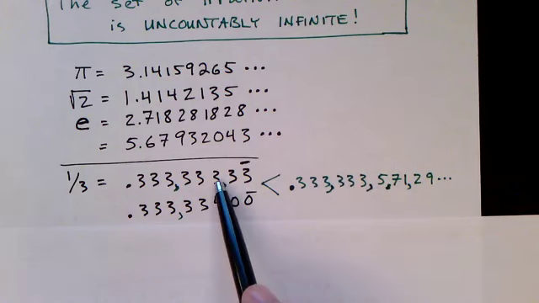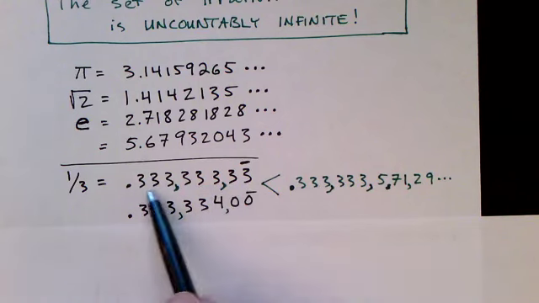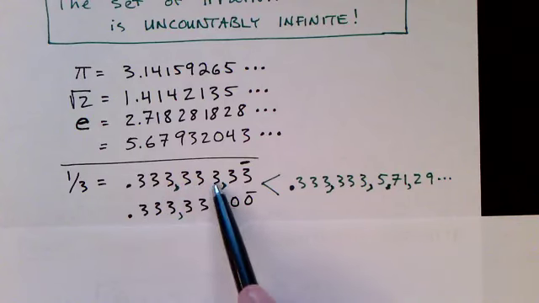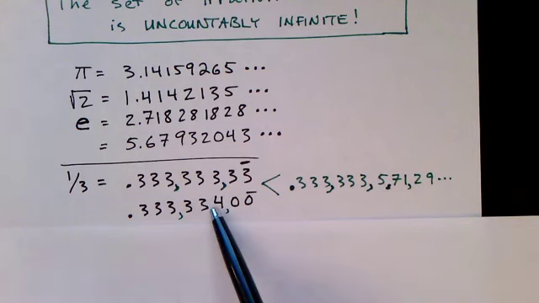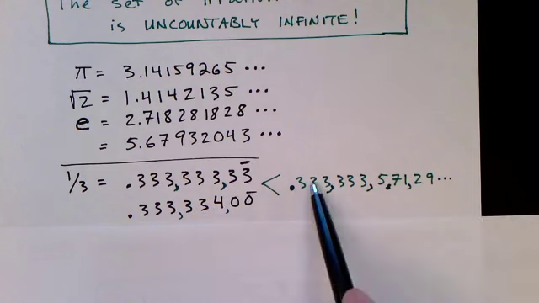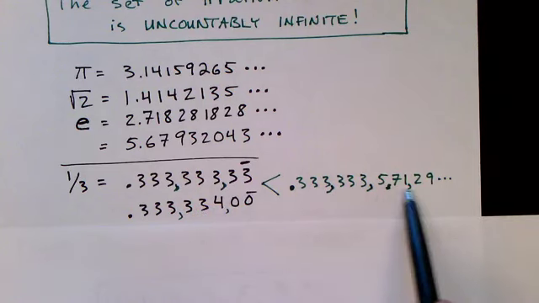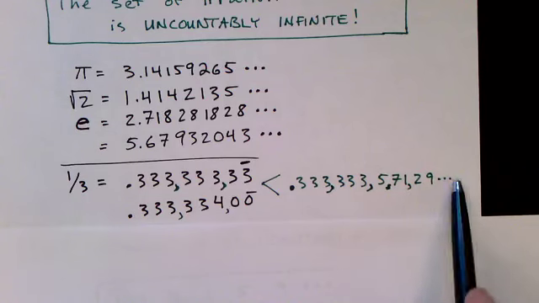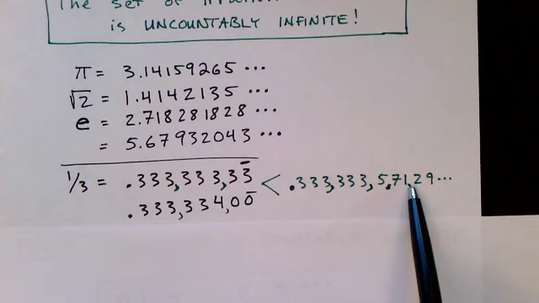In this case, I am showing a number that is larger than 0.333333. It's larger because in the 7th position it's a 5, but it's smaller than 0.333334 because in the 6th position it's a 3. So, I don't list the digits out here, but you can see that between these two numbers there is a number that will fit in there.